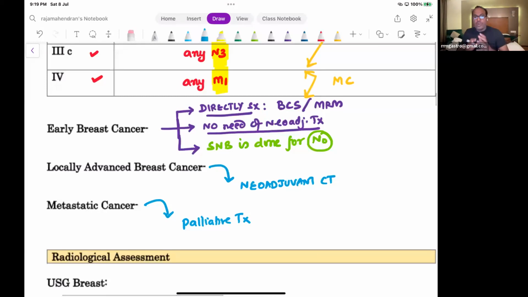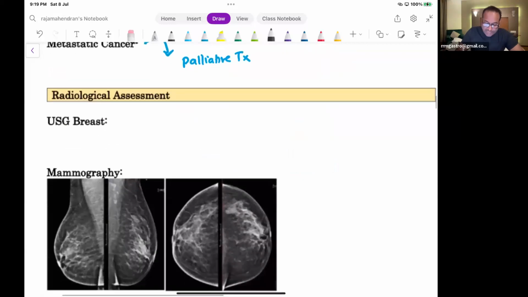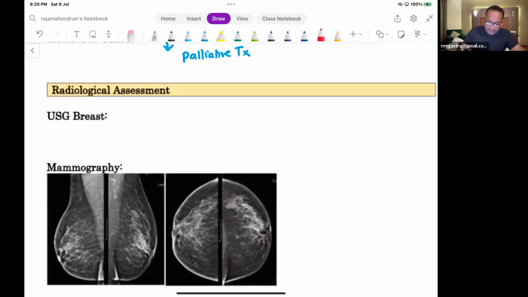So this is a simple outline, because based on the type of cancer only, we will plan the various procedures. So please don't forget this basic point. So clinically, now we have confirmed what the cancer is from various methods. So now we are going for the radiological assessment.